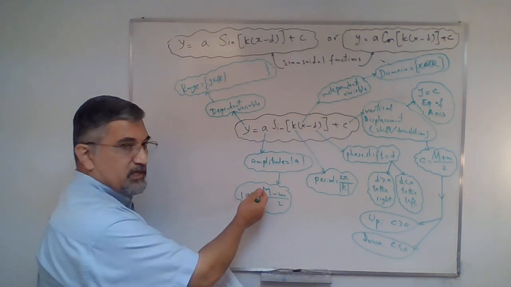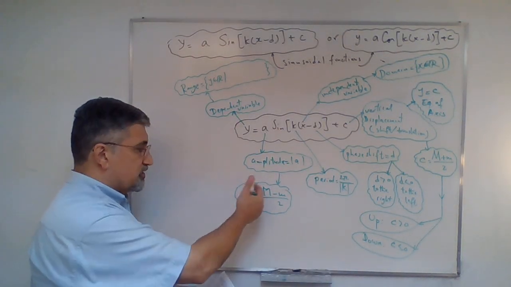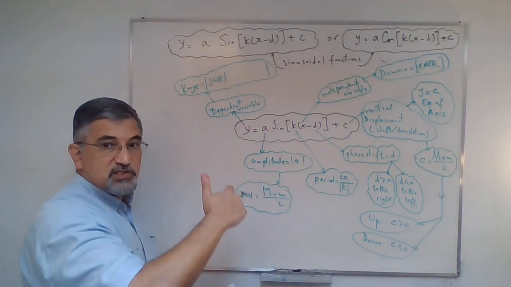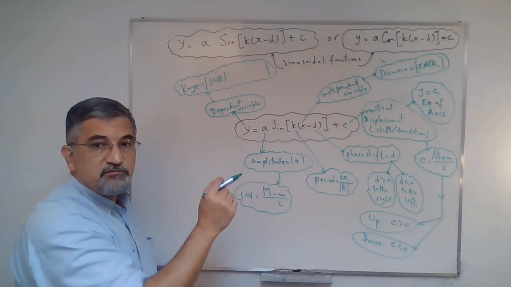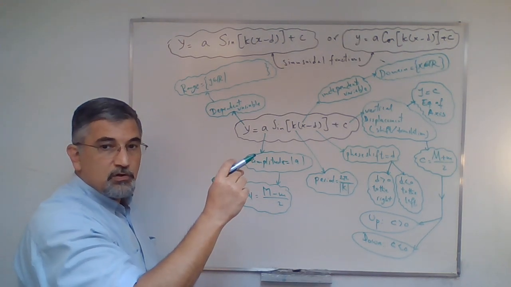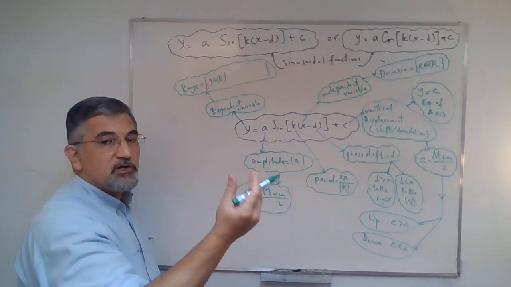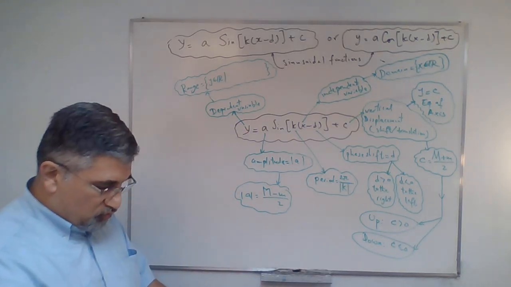If the max value is 10, min value is 6, 10 minus 6 would be 4. That's the distance between the max and min. And if you cut the 4 in half, it's going to be 2. So 2 units above the axis of the curve, 2 units below the axis of the curve. So the amplitude will be 2 units.